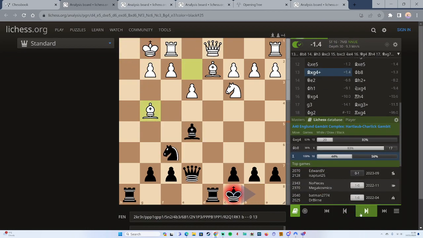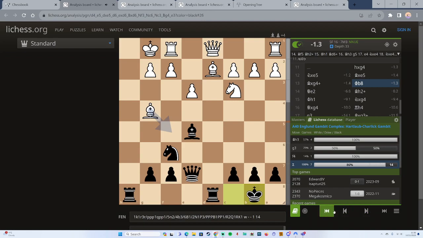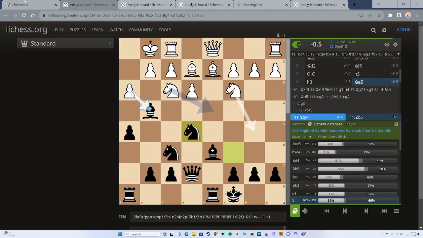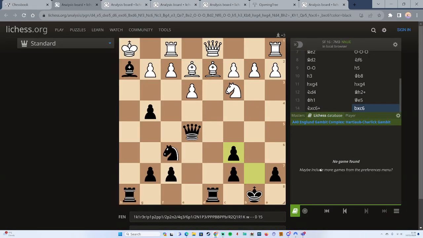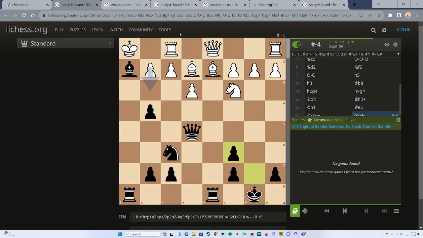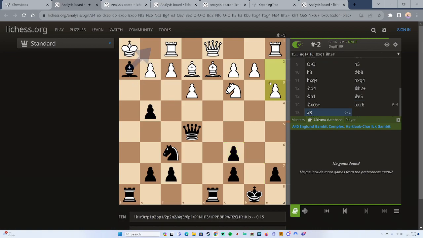Have I got down the wrong line again? Oh no. Right, let's do it from here. Analyze. Because what if they don't play g3? Let me just do a random move.